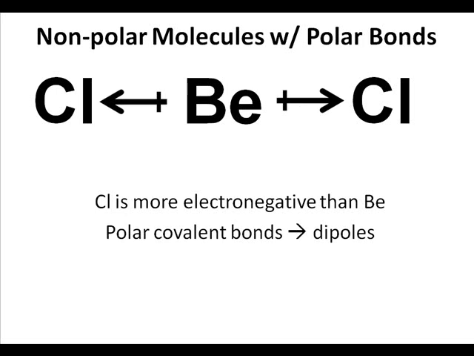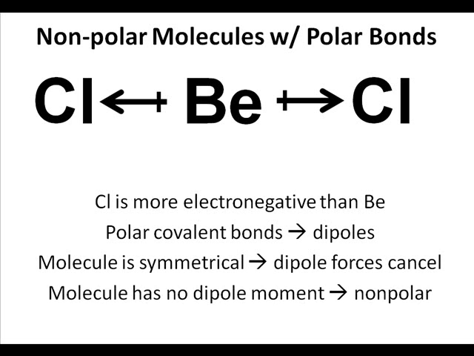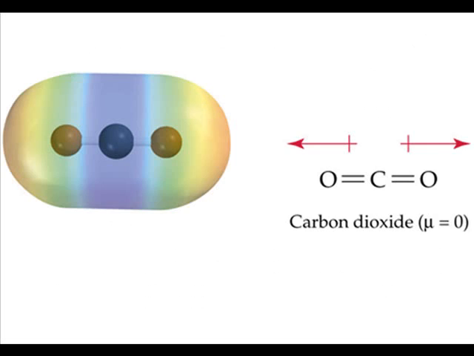So what happens is we have polar covalent bonds, we have dipoles. So one wants to say that, oh, this is a polar molecule. But that's not true. The molecule itself is not polar, even though it has polar bonds. And the reason why is that the dipole forces cancel each other out. The vectors are moving in opposite directions and cancel. Overall result, it's a nonpolar molecule.